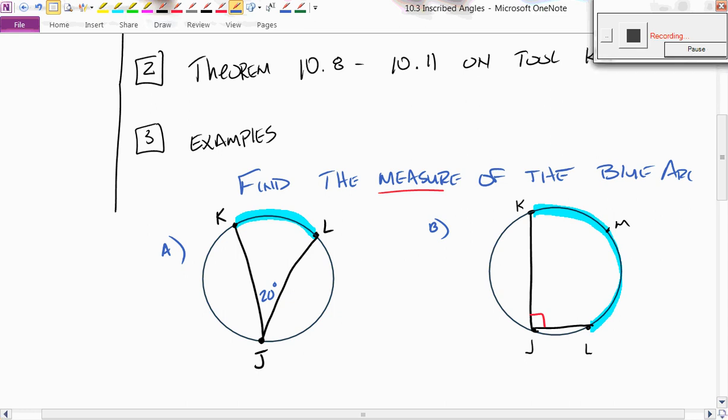Alyssa, you and your partner, what did you come up with for A? You got 40. How'd you get 40? So you said this had to be 40 by theorem 10.8 because the intercepted arc has to be double the inscribed angle, right? So the angle has to be half of that. So that is the right answer. Nice job.